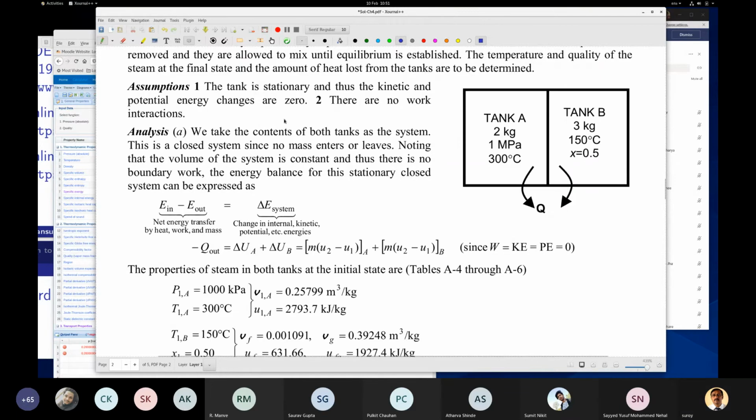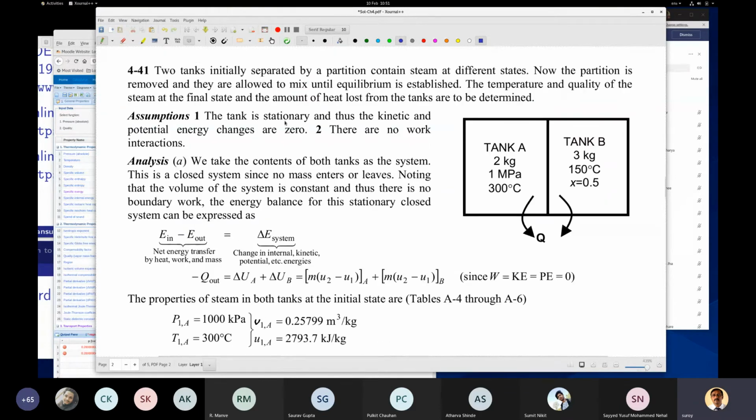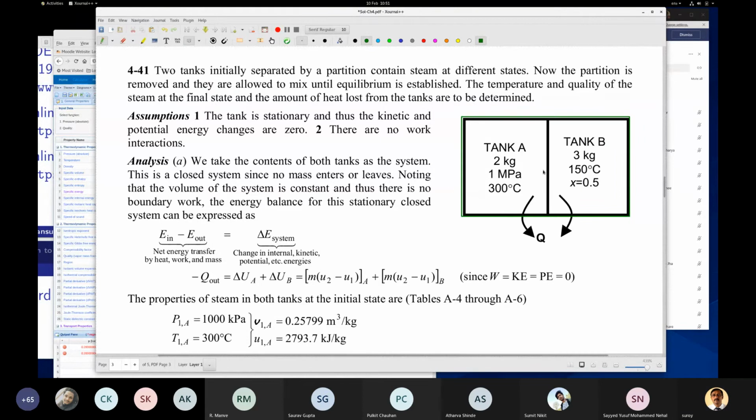Okay. So here it is a closed system. Okay. No work is done, right? Outside work is not done. So here, what is the control volume? Right, this is my control volume. It's my control volume.